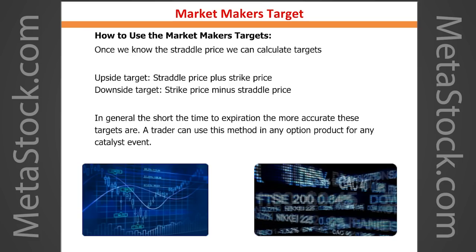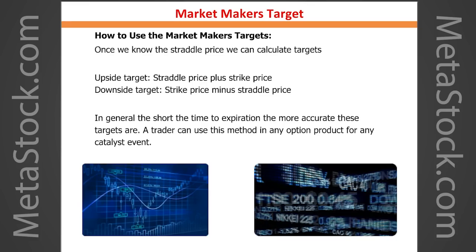A stock can move one of 7 different directions. It can move parabolic higher. It can move on a 45-degree angle higher. It can move on a 15-degree angle higher. It can be dead flat. It can move down on a 15-degree angle. It can move down on a 45-degree angle. And it can go parabolic lower. But using the straddle price will give you the most accurate target of where a stock can move within a given period of time.